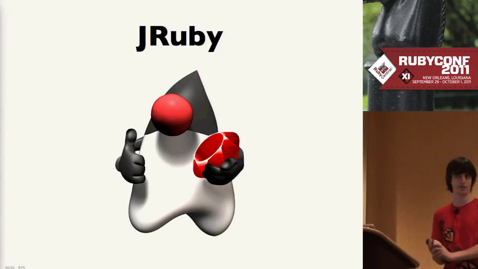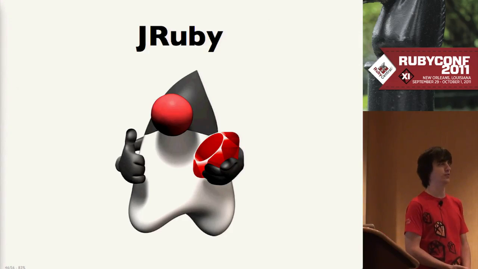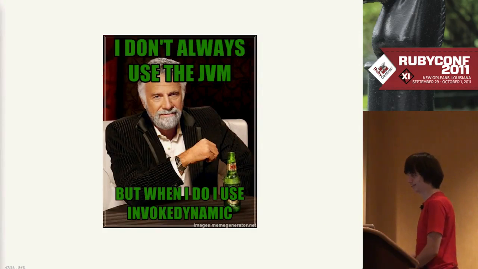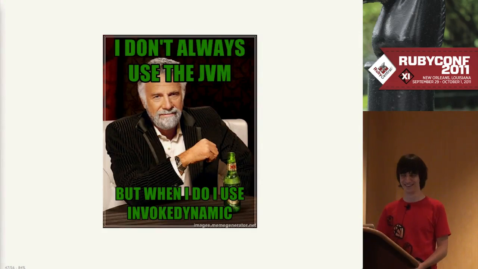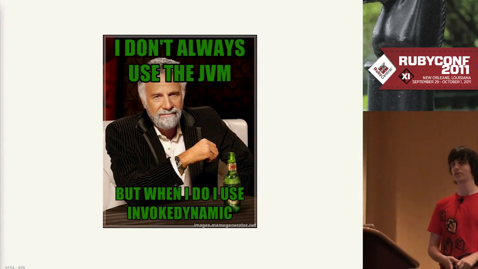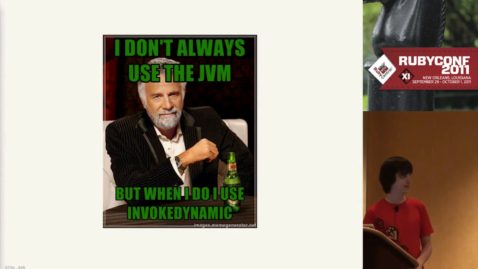Okay, so let's talk about JRuby. Lately, when people talk about JRuby and performance and method dispatch, what they talk about is invokedynamic. There's a lot of buzz about it, and do you think you know what it's doing? No. All right, then let's try to figure that out.